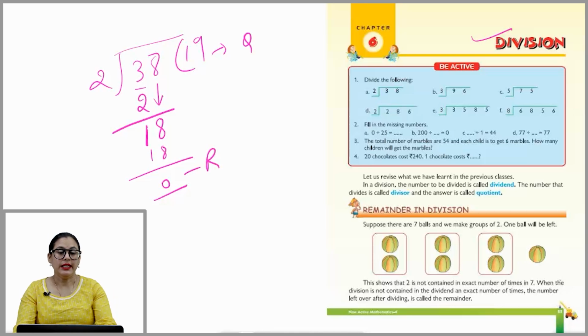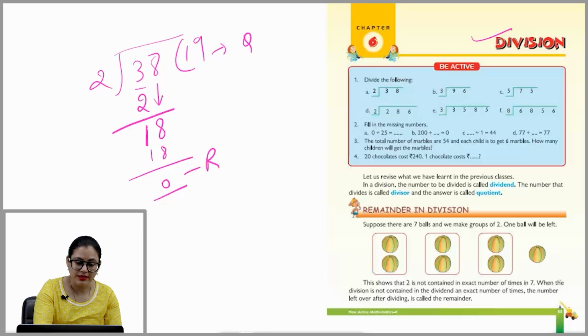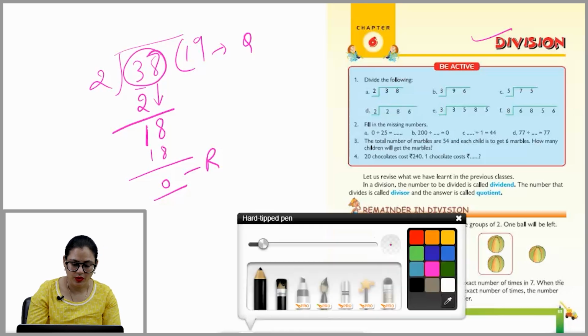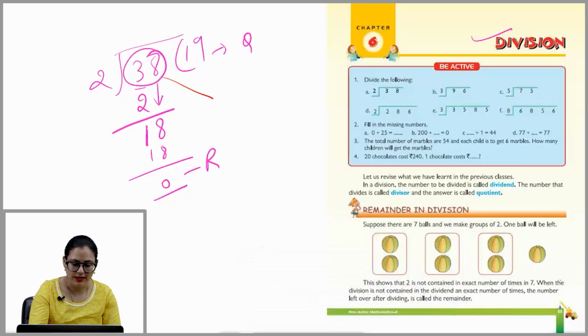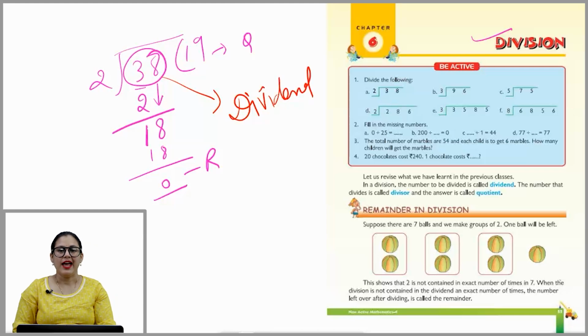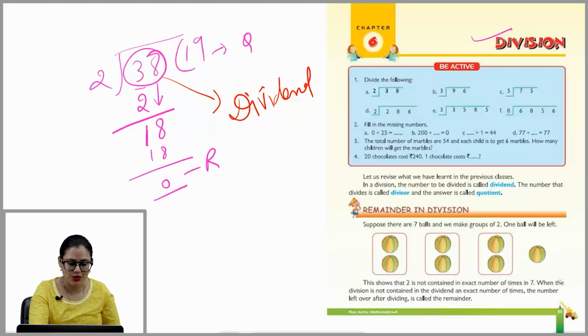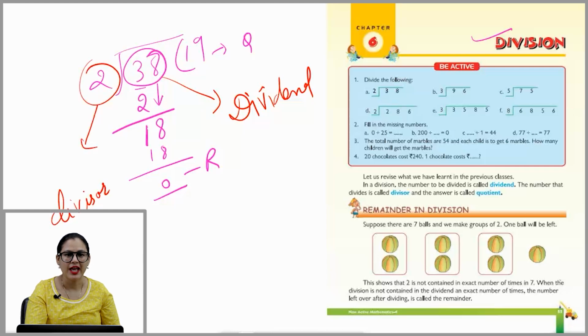Okay, let us revise what we have learnt in the previous classes. In a division, the number to be divided is called the dividend. To be divided, that means this is what? This is dividend. Okay, the number that divides is called the divisor. Which number is dividing? 2. So this is divisor. Okay, and the answer is called quotient, which I already wrote, right?